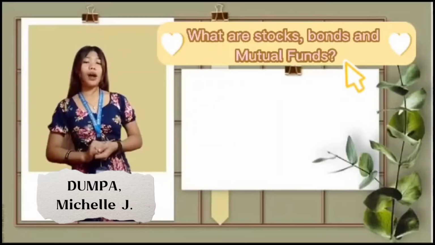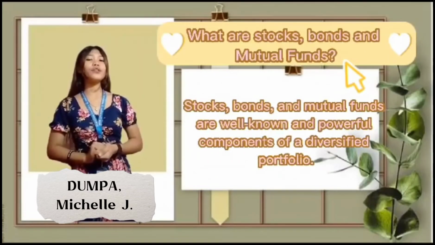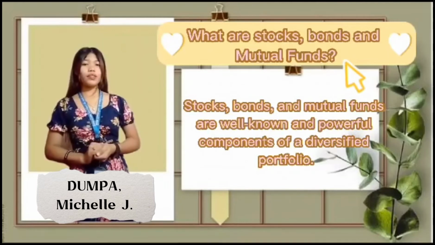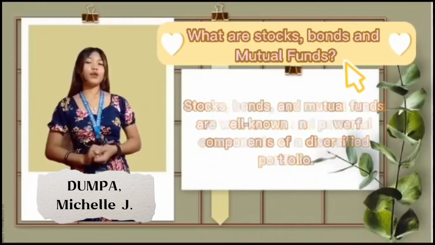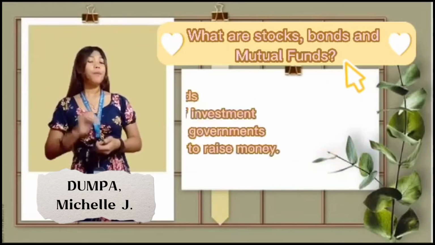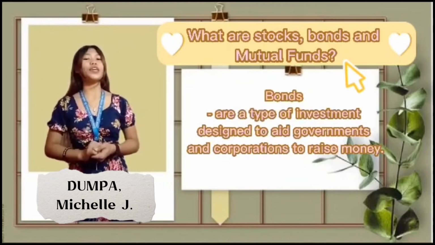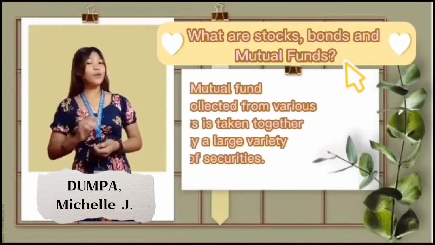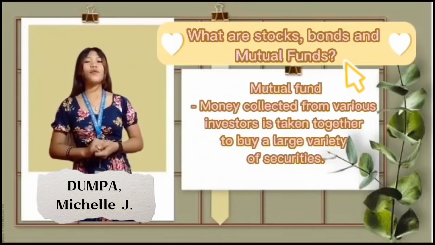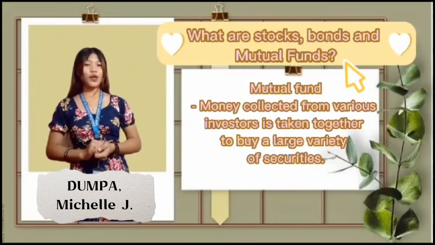What are stocks, bonds, and mutual funds? Stocks, bonds, and mutual funds are well-known and powerful components of a diversified portfolio. When an investor buys a stock, part ownership in the form of a share is bought. Bonds are a type of investment designed to aid governments and corporations to raise money. In a mutual fund, money collected from various investors is taken together to buy a large variety of securities.